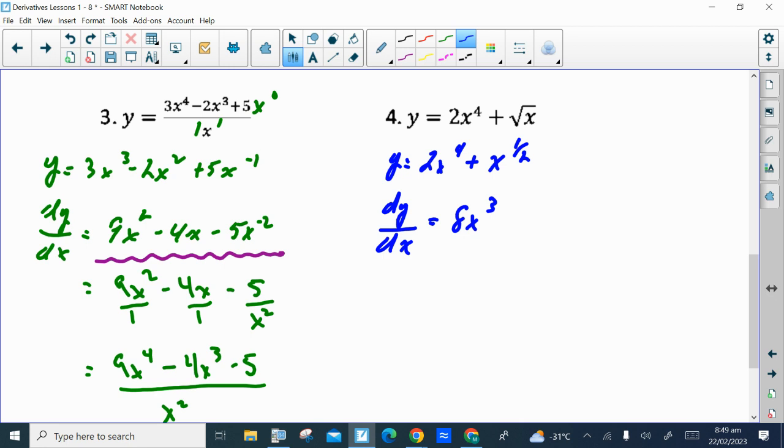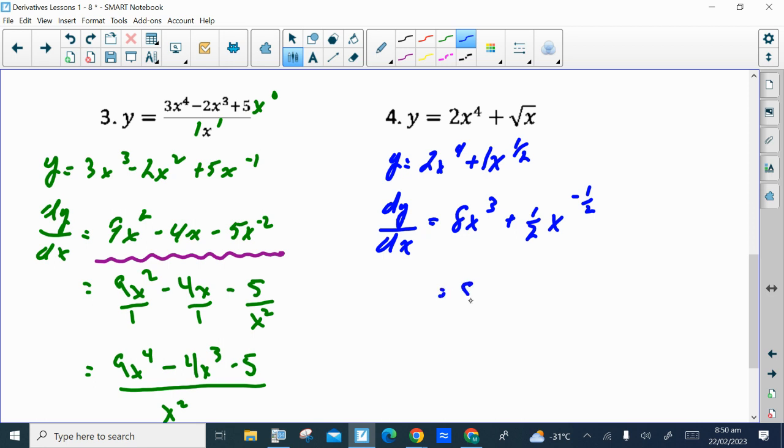So same thing with that last term. Follow the same rule. The 1/2 exponent comes in front and is multiplied by the coefficient of 1 that's in front of the x. And then the exponent of 1/2 is decreased by 1. When you take 1 away from a half, you're going to get negative a half. Right? So technically that is an expression for the derivative.